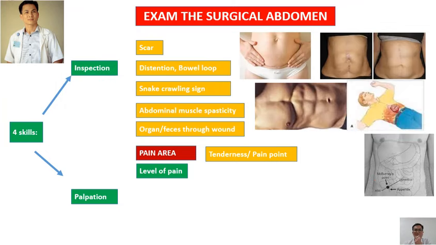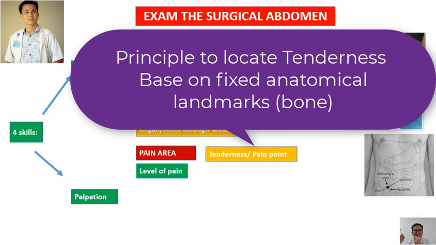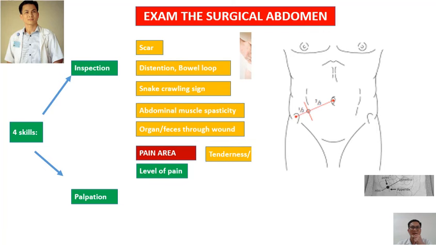The principle of determining pain points, here I show you. To identify the pain point, we have to base on fixed anatomical landmarks. The pain point is determined at the intersection of straight lines connecting two fixed anatomical landmarks. This precise method ensures that examination is both accurate and repeatable.